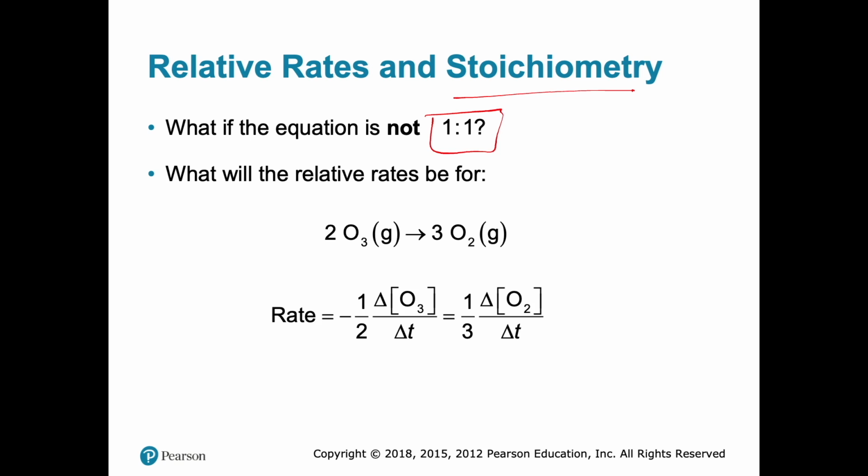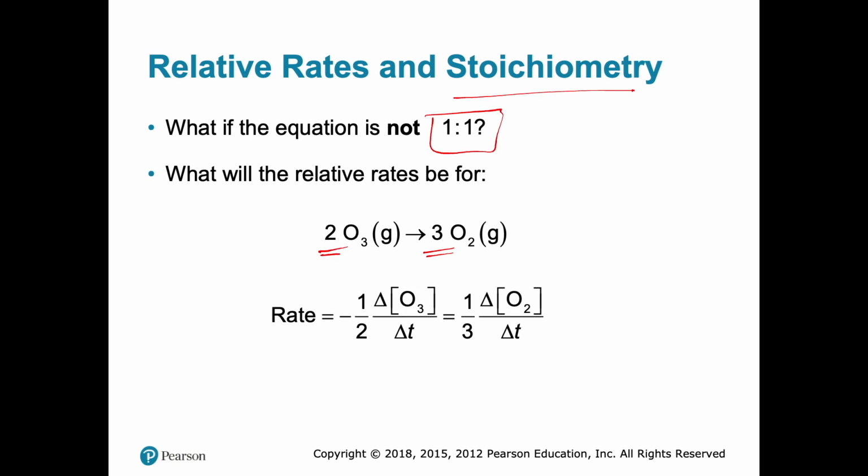So what do we do when we have a reaction that's not a one-to-one ratio, like this one here, where we have ozone decomposing into oxygen? The ratio is actually 2 to 3. What do we do with that? Well, there is this general rate equation.